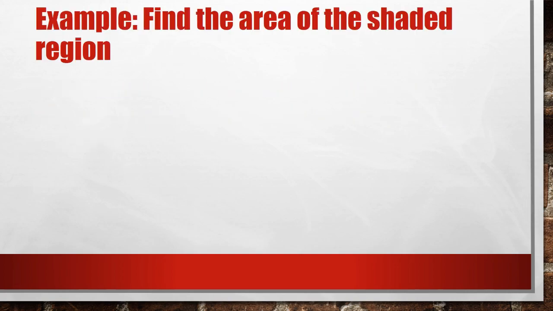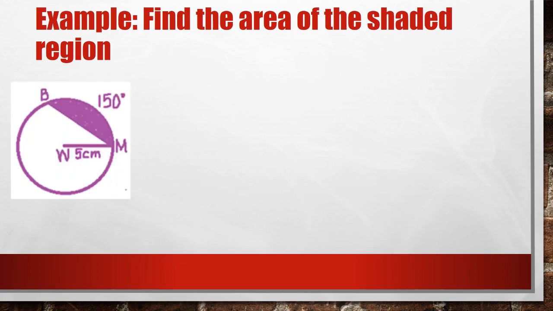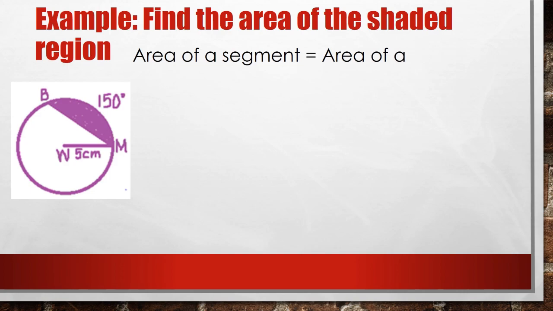Let's have an example. Find the area of the shaded region. Ito ang shaded region na tinutukoy ko. Sa itsura pa lamang, talagang segment na segment siya. So, ang gagamitin nating formula ay pang segment of a circle, hindi yung kanina, ha, hindi yung pi r squared C over 360 degrees. The area of a segment is equal to the area of a sector minus area of a triangle.